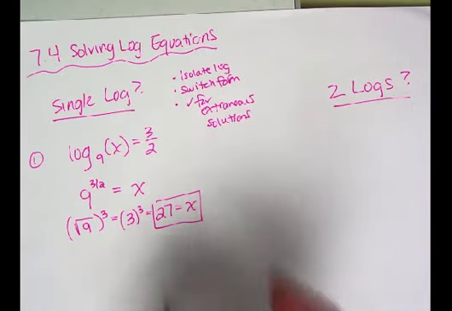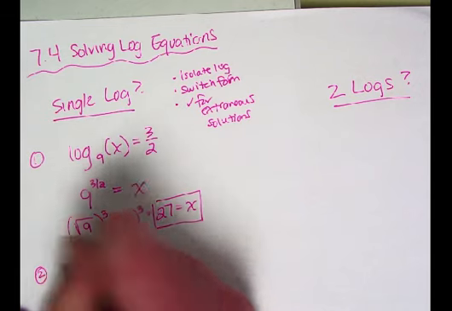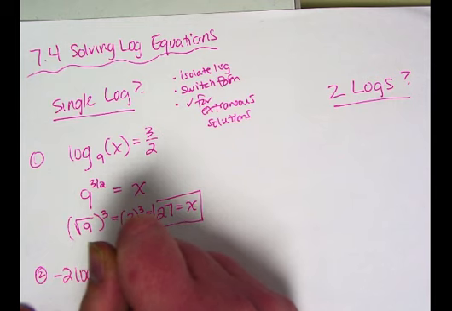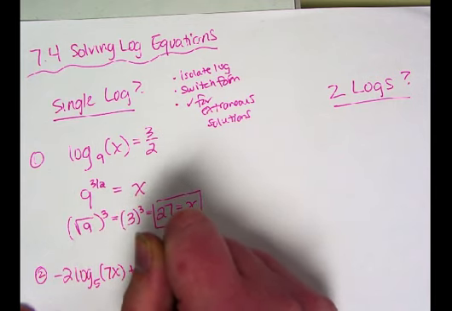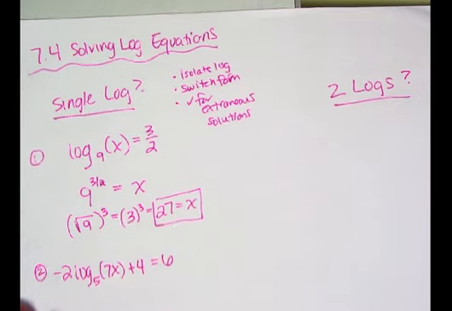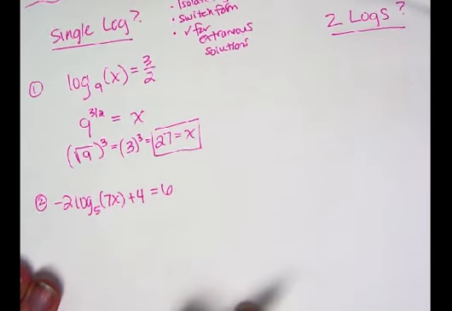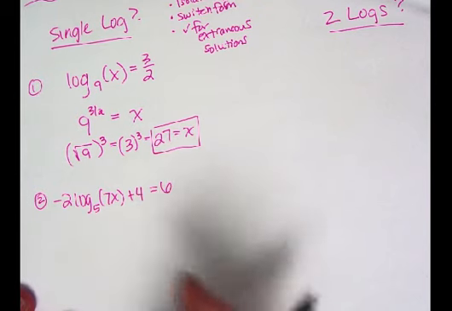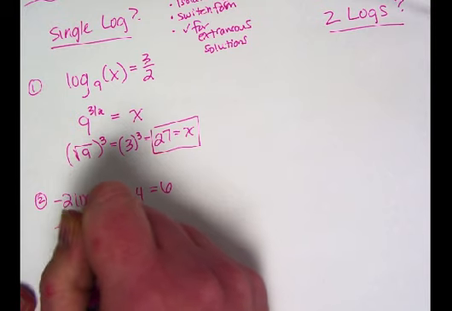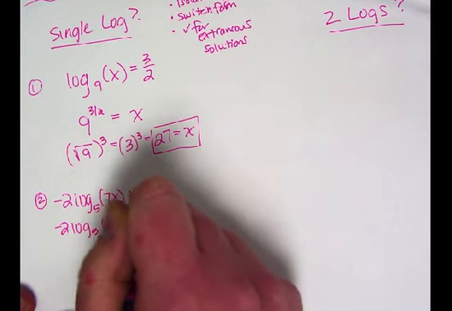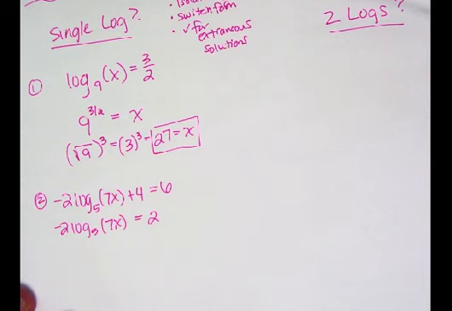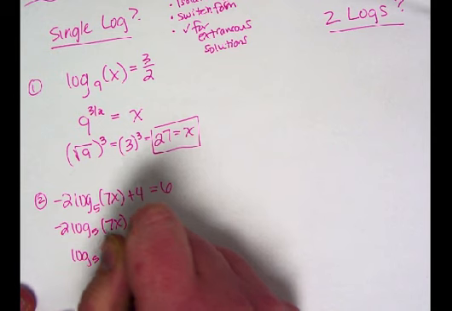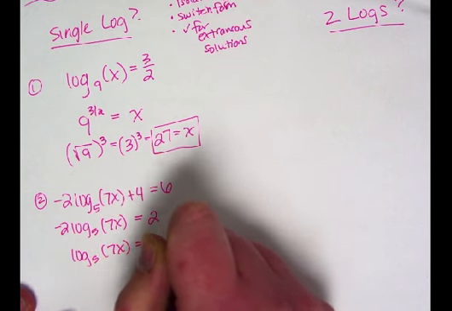Okay, let's do one more. Actually, we'll do a couple more. -2 log base 5 of 7x plus 4 equals 6. For this one, we're going to have to isolate the log. To do that, we're going to subtract 4. -2 log base 5 of 7x equals 2. And then divide by -2. So log base 5 of 7x equals -1.